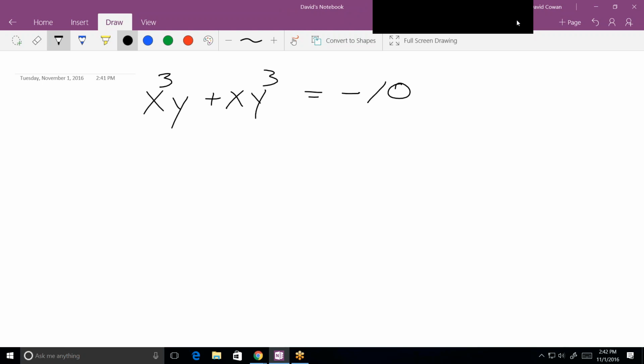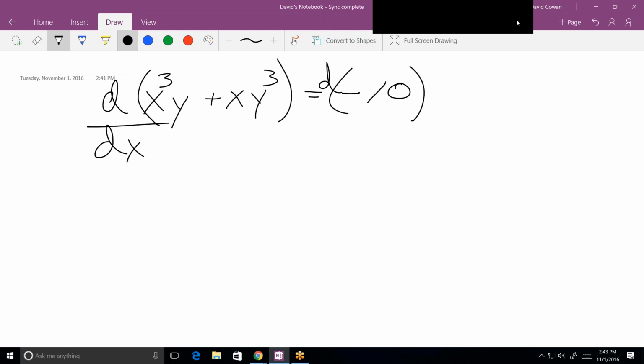All right, let's talk about implicit differentiation. It's actually almost easier than explicit differentiation, okay? What I'm going to do here is take the derivative of the left side with respect to x, and I'm going to write it like that. And then I'm going to do the same thing on the right side. I'm going to take the derivative with respect to x. Just like any algebra equation, you can do the same thing to the left as you're doing to the right.